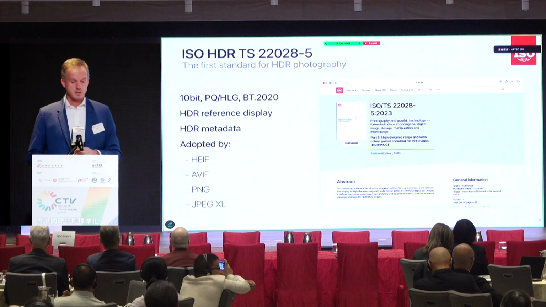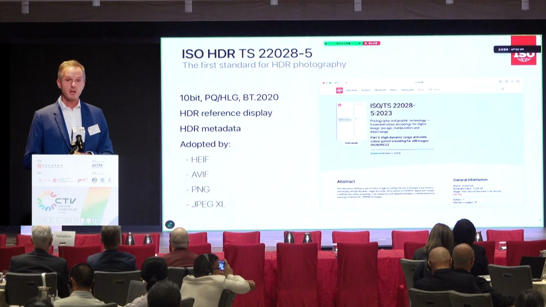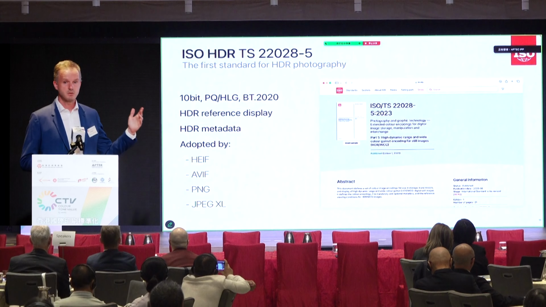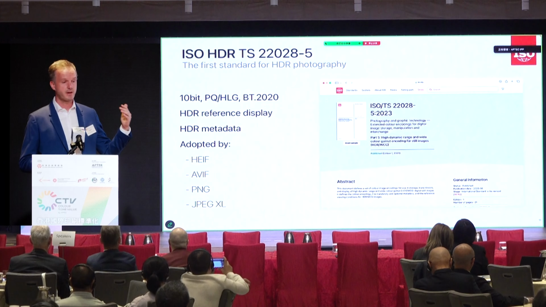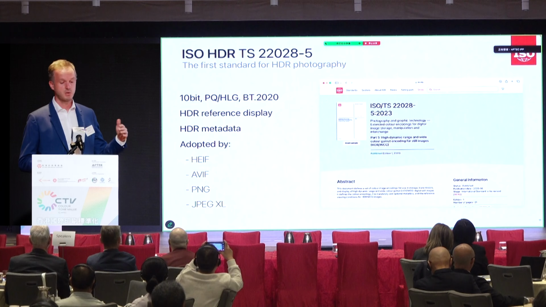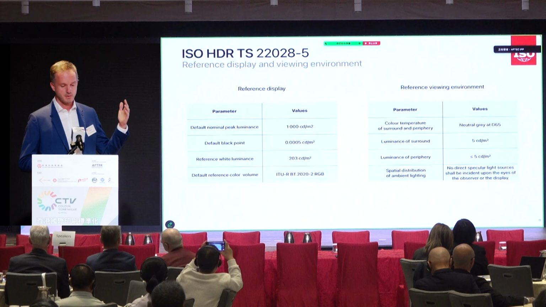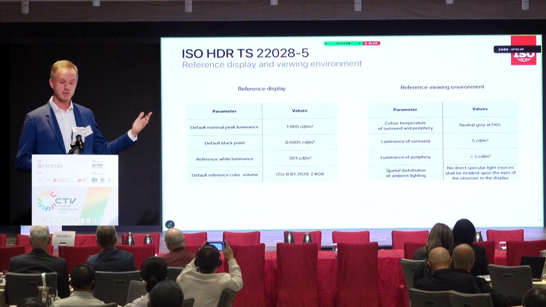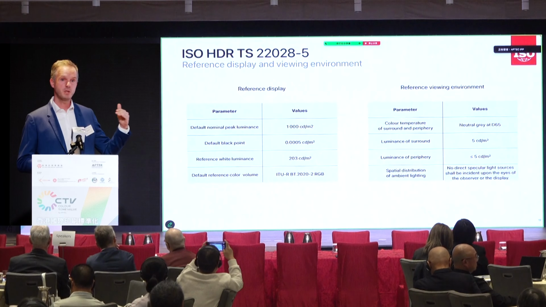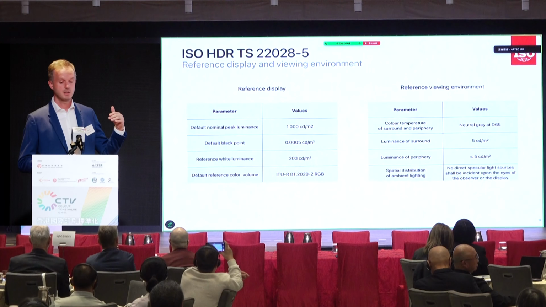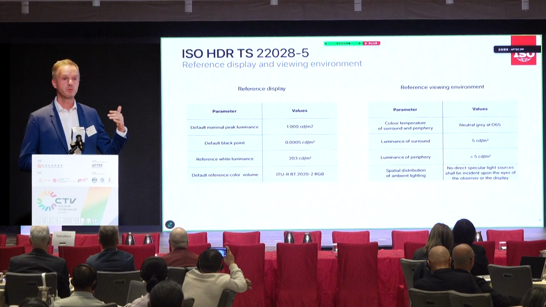This was published as 22028-5, so you can go online today and order that standard. It defines how to store a photo using 10-bit PQ or HLG, BT2020. It also defines reference display. It's an HDR display, obviously, with a default peak of 1,000 nits and a reference white of 203 nits.